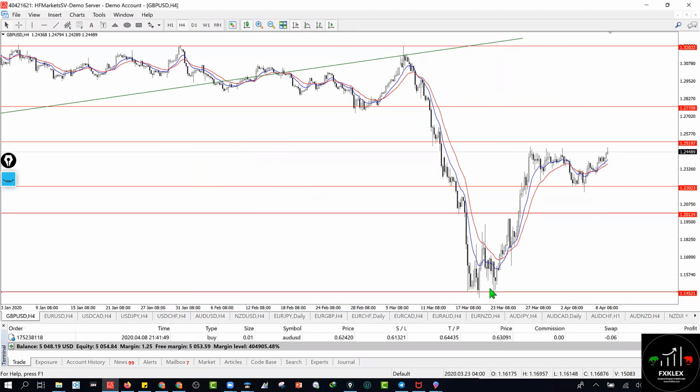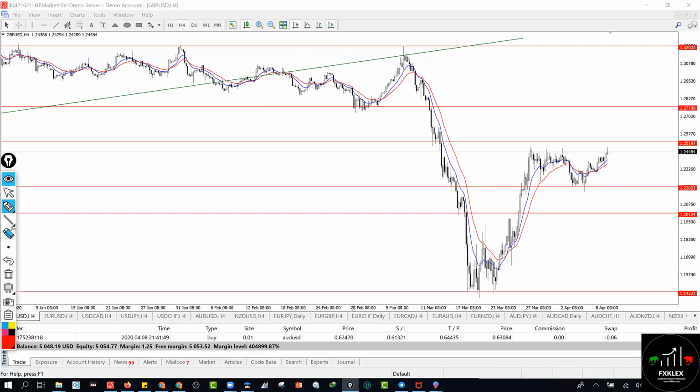This is support right here. You can see after price got to this region right here, what happened? Price made a rotation up. You can see right here. Yes. Price made a rotation upward.